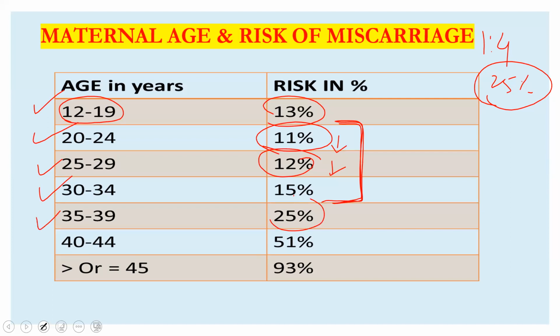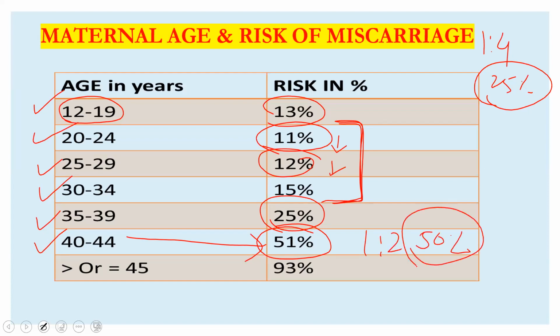35 to 39 years, it is going to be 25%. 40 to 44, 51%, which means that if they are conceiving on their own, the chance of miscarriage is even 1 in 2, 50%. Every 1 in 2 women will miscarry, most likely, not all. For 45 and above, almost 93% of women will miscarry. So you can see from this slide that this is a very fine and very good reproductive age for a good reproductive outcome.